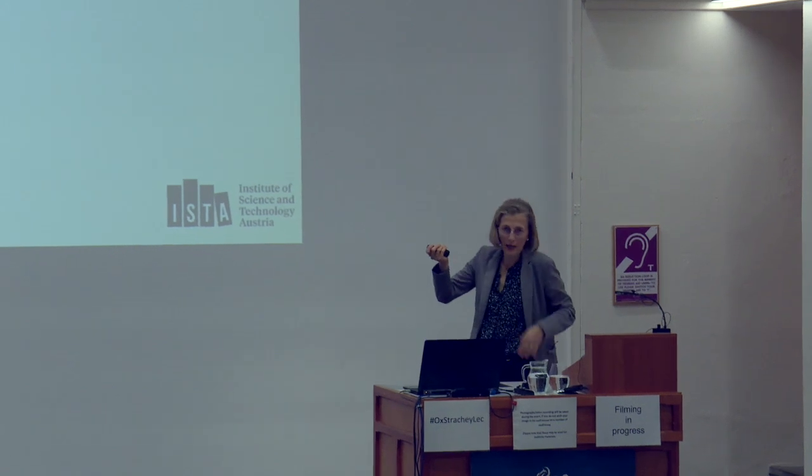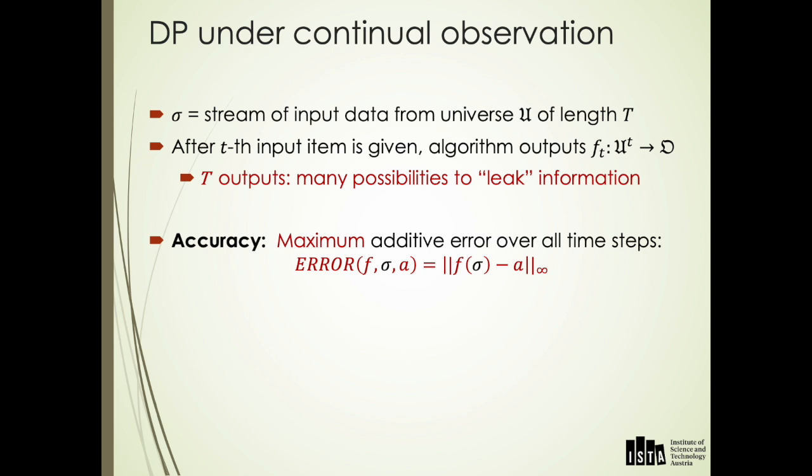And so now you care again about the accuracy. What is a proper definition of accuracy for the continual setting? Now you're outputting a t-dimensional vector, right? Because you're outputting t numbers. The error definition that is most popular is that you take the maximum over all time steps. If you think of this as being a vector, f of sigma is the true answers, a t-dimensional vector with the true answers, and alpha is the one that the algorithm gives you. We will see this in a second. Then we take the infinity norm, which is the maximum over all the entries in these two vectors.